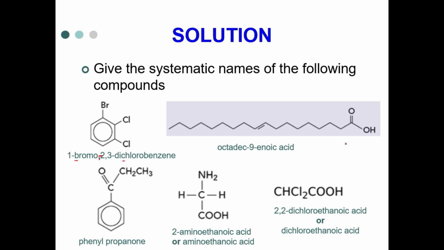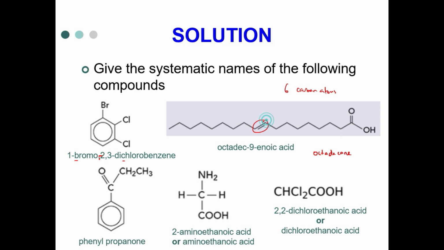Now the one on the right hand side is actually beyond the syllabus. You will only be asked to name compounds with a maximum of 6 carbon atoms. Okay, this has 18. So I don't expect you to know how to name the 18 unless you do some research on the prefix. Okay, 18 carbon alkane is called octadecane. So 18 carbon carboxylic acid is called octadecanoic acid.